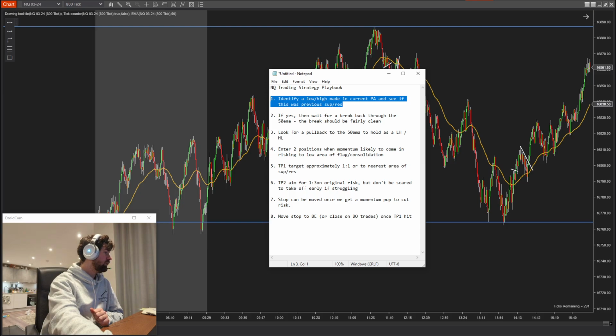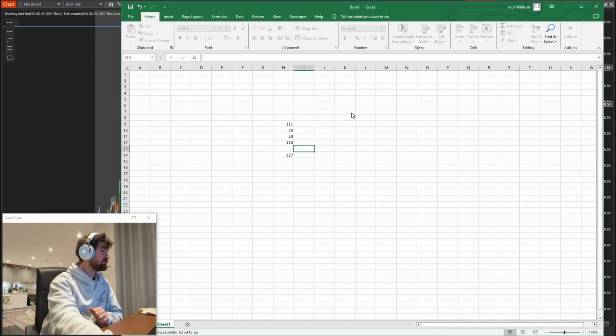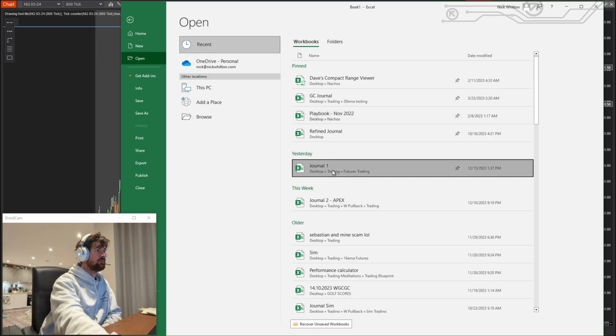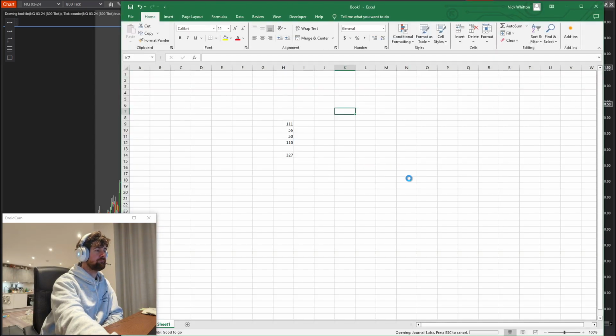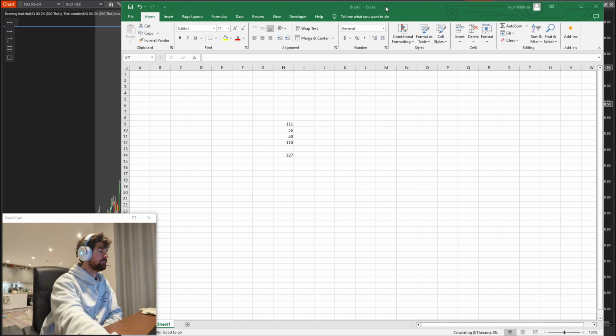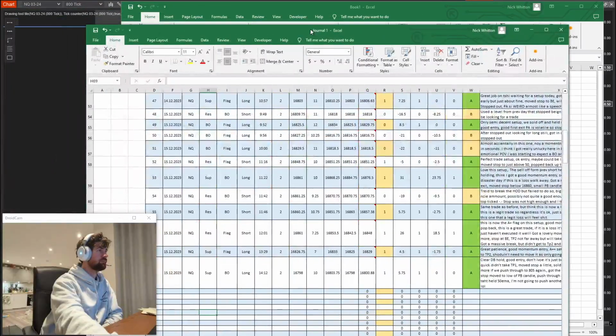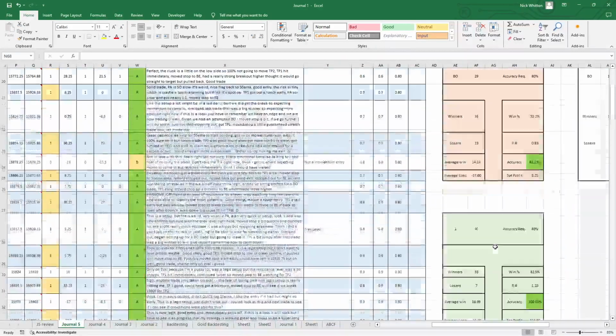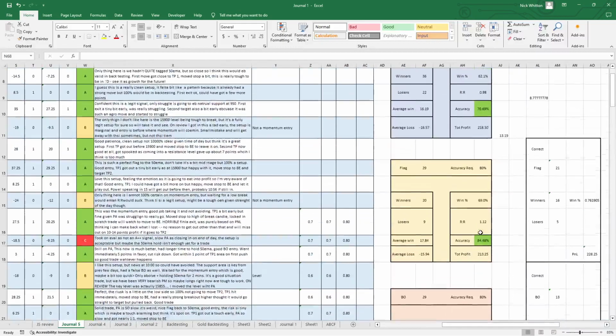I will really quickly pause this and bring up my... actually, I can't pause it. Let's see if I can bring up my journal real quick, and I'll show you the numbers. So I'll move this out of the way. So this is how I journal my trades. And off to the side here, I have my different results.